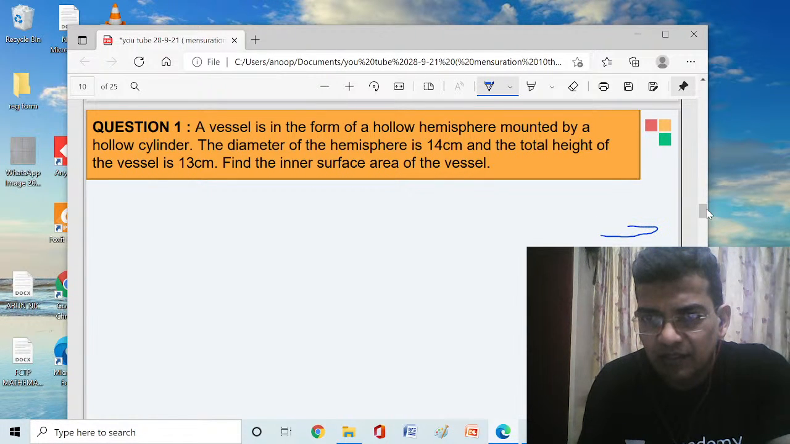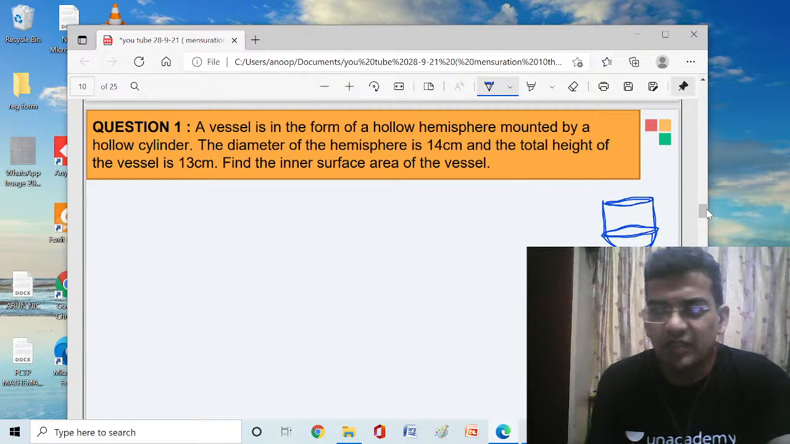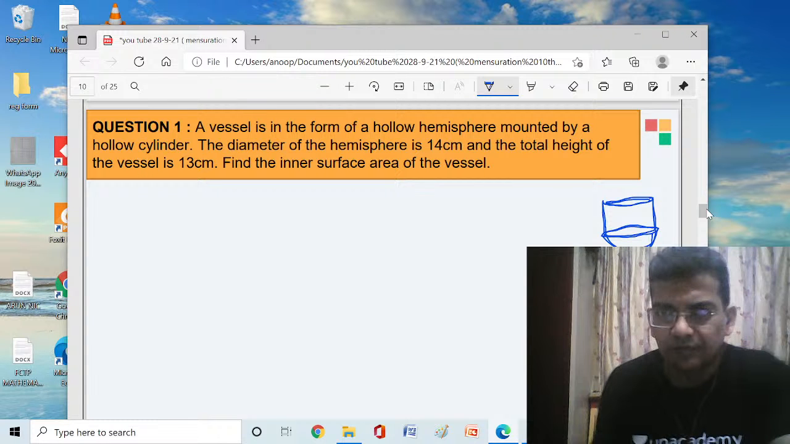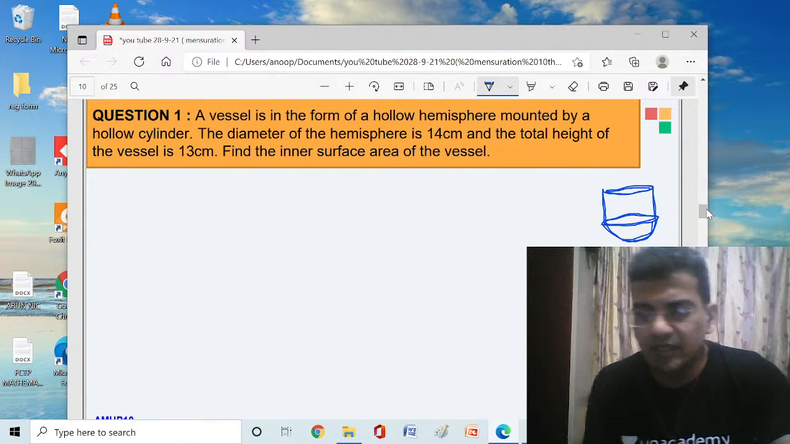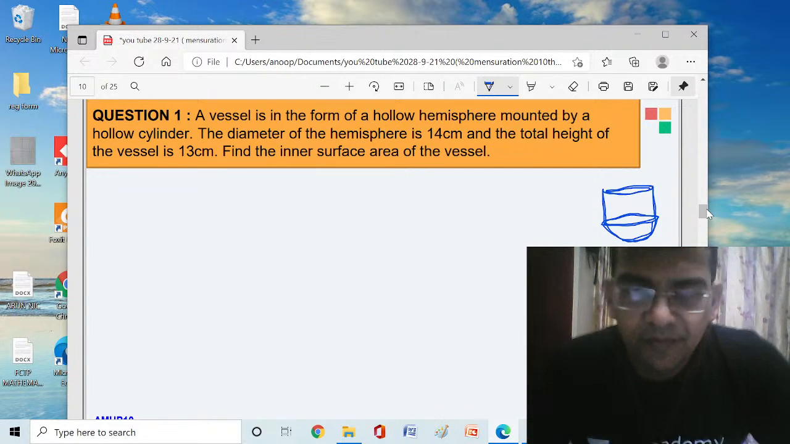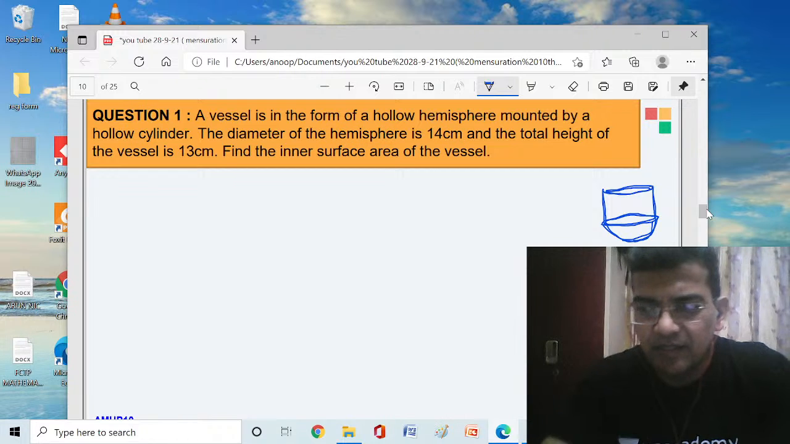So this is a hemisphere like this, and this is surmounted by a cylinder like this, right? So this is the figure that we can draw, a cylinder and a hollow hemisphere like this. Now as you can see that these two figures are the surmounted figures, then remember that the radius will be same. So in such figures where the figures are the surmounted one, remember that the radius is same.